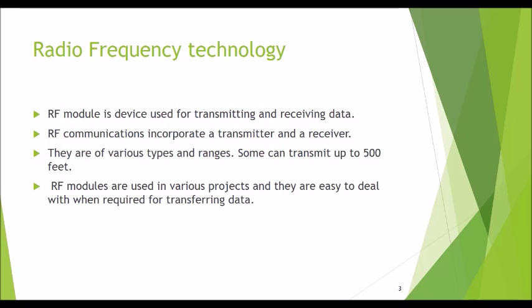Radio frequency technology. The first point here explains what an RF module basically is. It is a small electronic device used to transmit or receive radio signals between two devices. Next, an RF sensor consists of a transmitter and a receiver. RF modules help us in sending and receiving the data wirelessly up to a certain distance, the maximum distance being 500 feet. This offers ease in wireless data transferring.